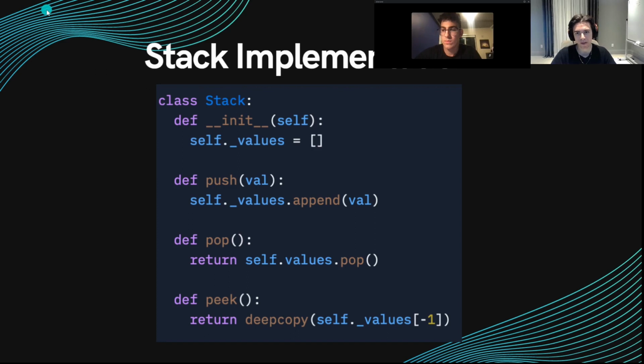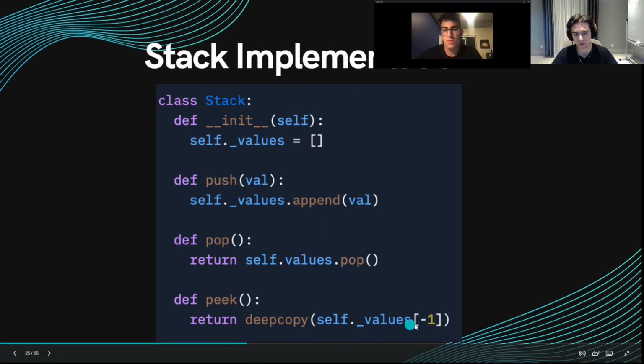And so here's the implementation of our stack. We can see that we initialize our array-based stack with an empty list. And then we have our push function, which now appends a value to the end of our list. And then our pop function will pop from the end of our list, and our peek will simply show us the value that's at the top.